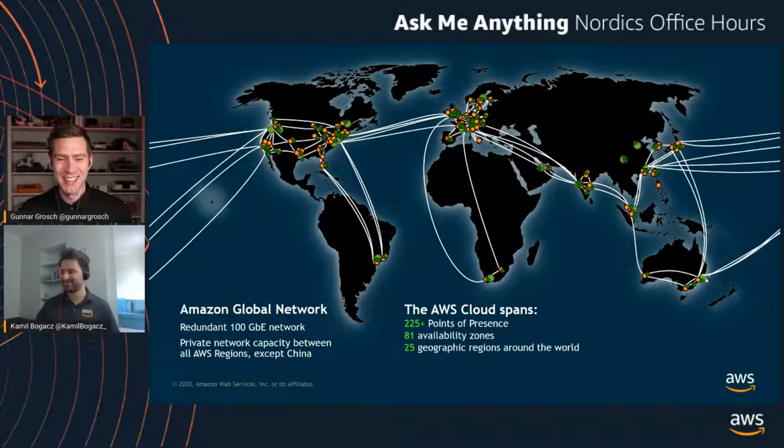We do. All right. So this is the Amazon Global Network. And next then, where do we go from here? Talking about CloudFront and edge locations. Yeah, very, very good question.